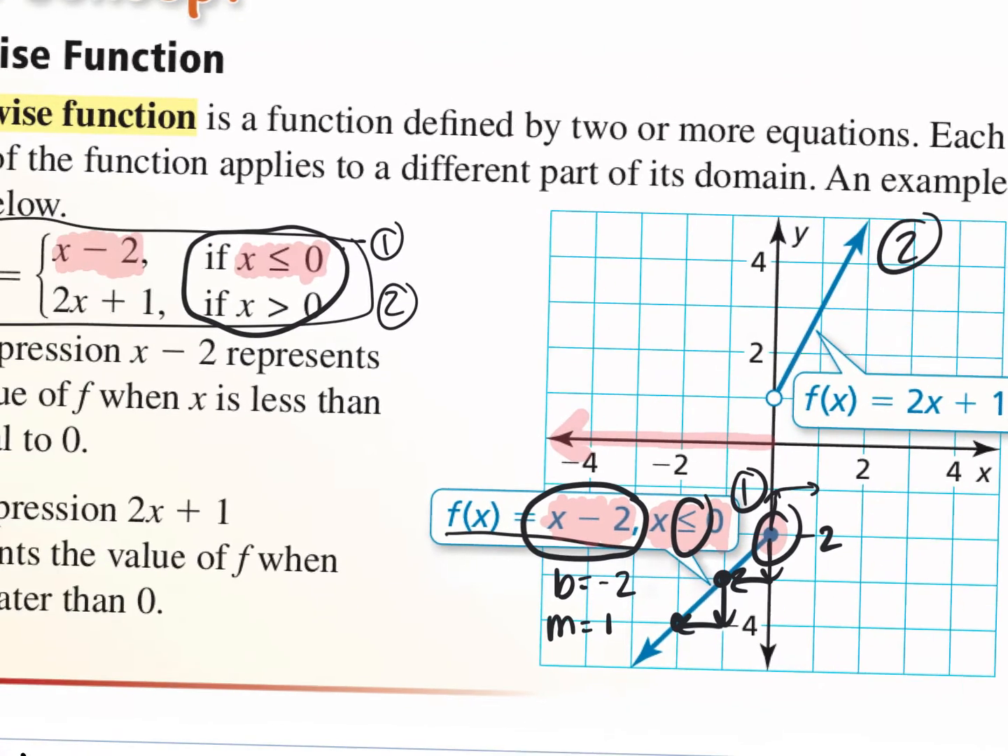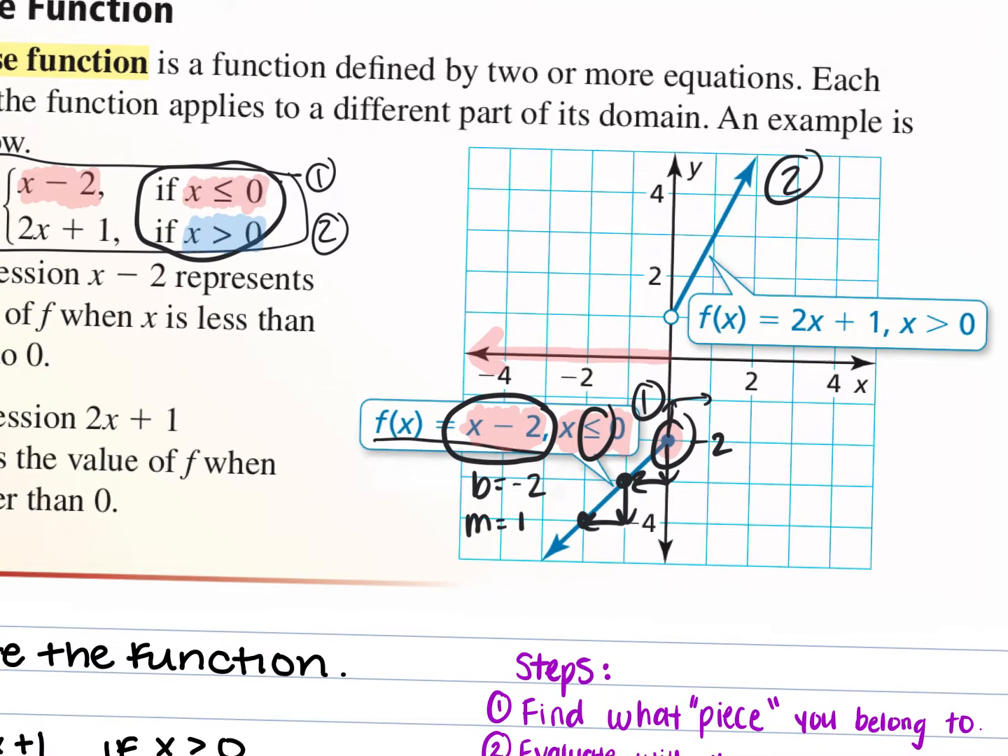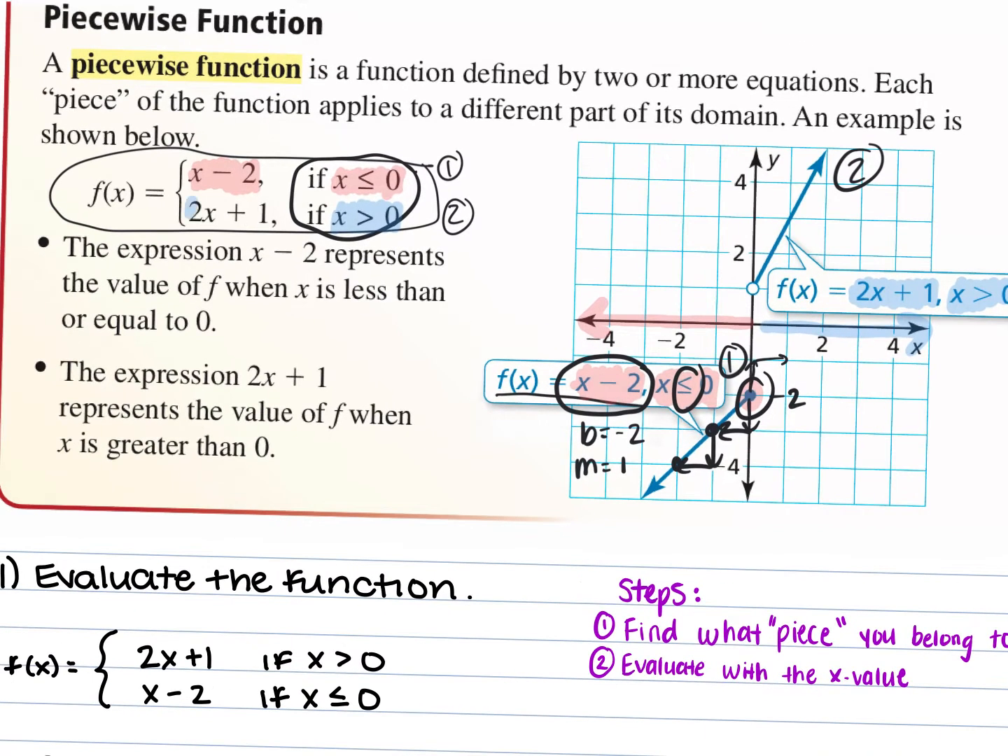All right. Piece number 2. Piece number 2 was defined for when the x values were all bigger than 0, okay? So when x is larger than 0, that means we're going to be dealing with the values to the right of 0. And our function is going to be 2x plus 1, because in our function, it said f of x equals 2x plus 1 when x is larger than 0. So in other words, we've just created 2 different pieces from one function. That's why it's called a piecewise function.